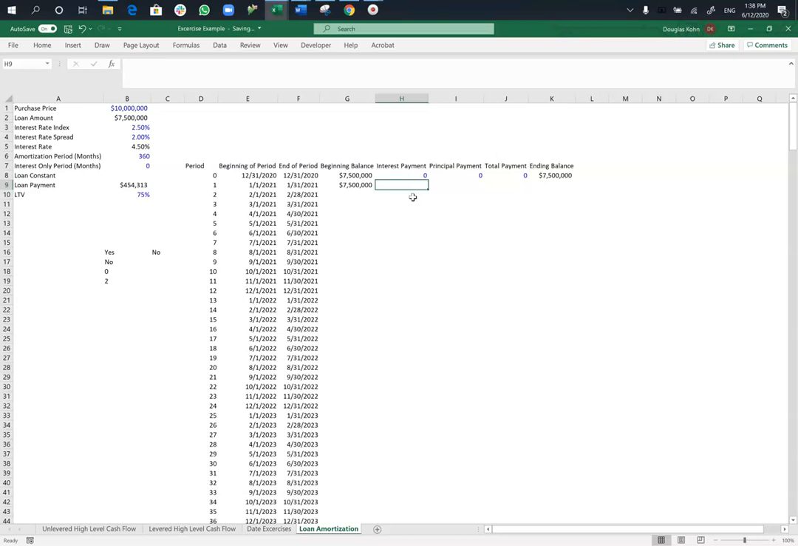Because we're going to be using the interest only formula, we need to start it with an if statement. So we're going to say if the period that we're in is less than or equal to the interest only period, and we're going to freeze that cell, then the interest payment is going to be 0. And if it's greater than that, meaning if it's false, it's going to be the loan balance times the interest rate divided by 12. And then what we're going to do is we're going to take the payment formula.